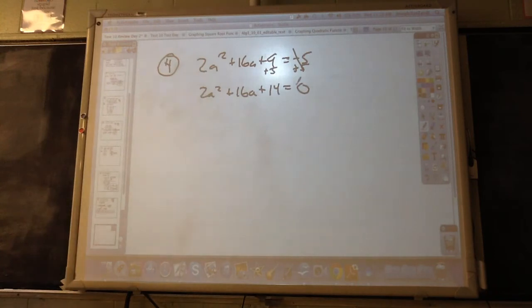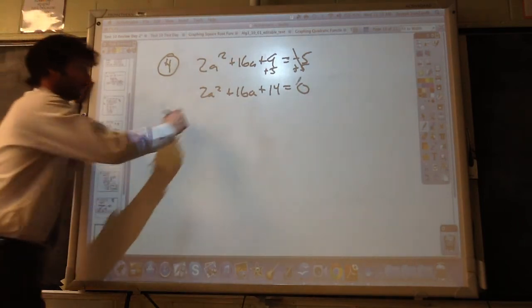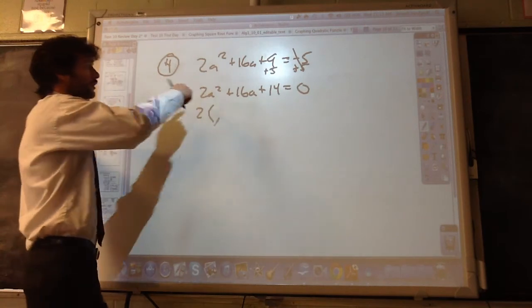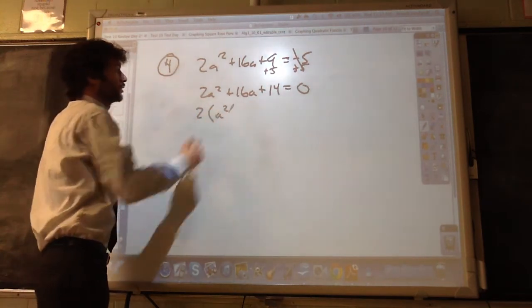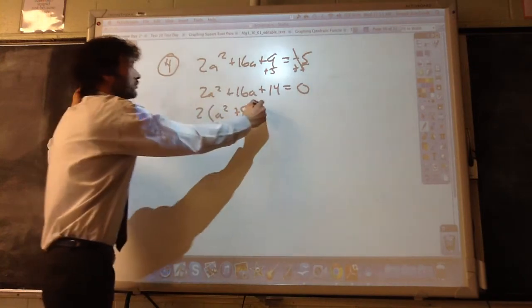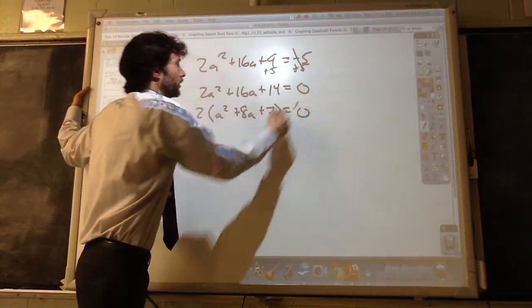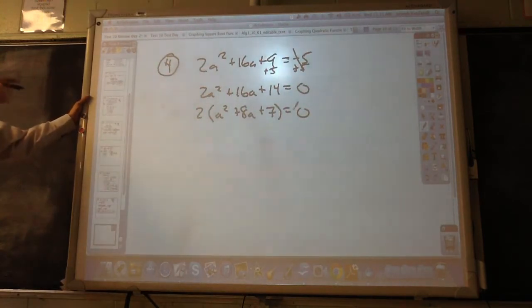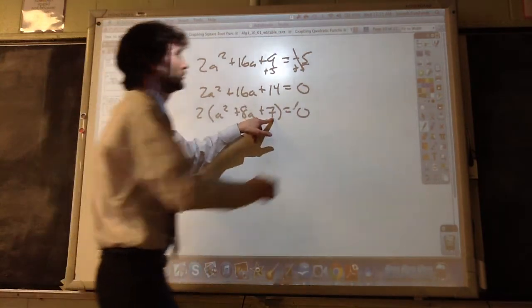Now I'm ready to go down the factoring checklist, so just hit it in order. Is there a GCF? Yes. Yes, what is it? 2. Excellent. So I pull the 2 out, divide all these things by 2 to figure out what's left. 2a squared divided by 2 is a squared. 16a divided by 2 is 8a, and 14 divided by 2 is 7. Is there a difference in squares? No. Is there a quadratic trinomial? Yes. It's right here. So I need to t-chart it.